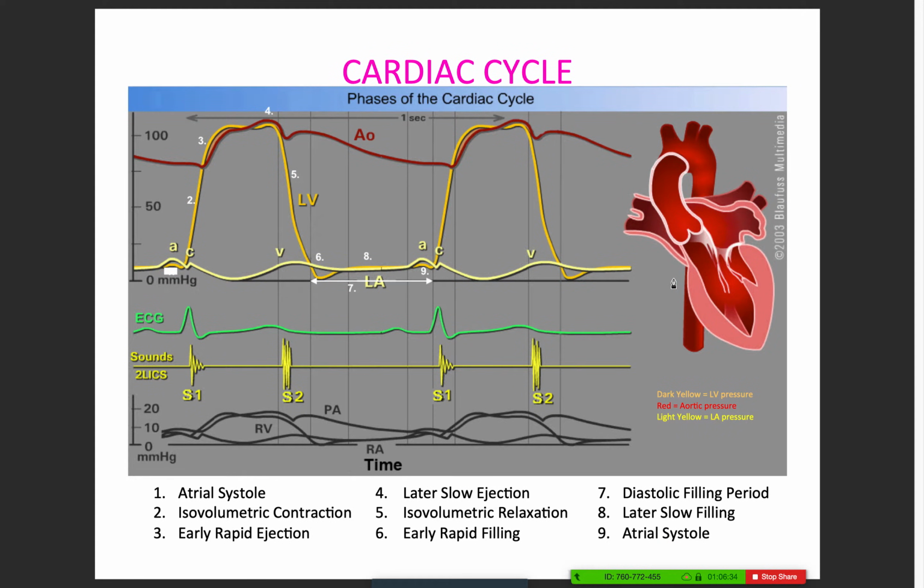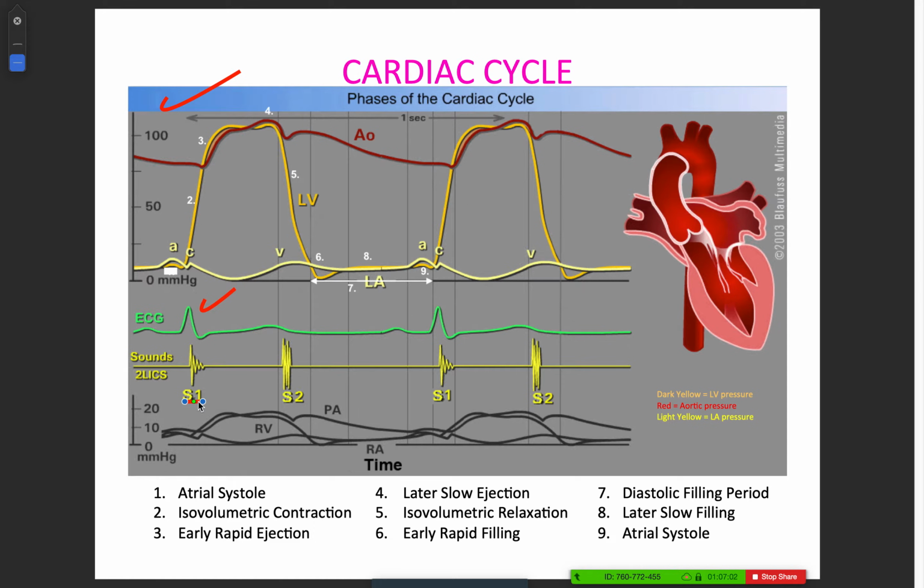And so here we can diagram everything we saw in that last slide, along with our ECG and our heart sounds. Here's our S1 sound. That corresponds to the closure of the mitral valve and the tricuspid valve. Those valves between the atria and the ventricles are closing.